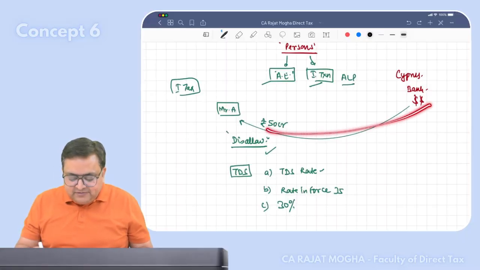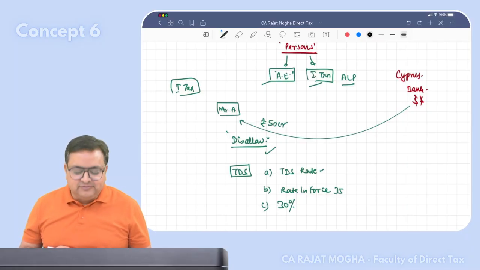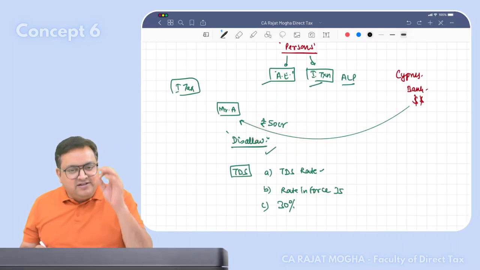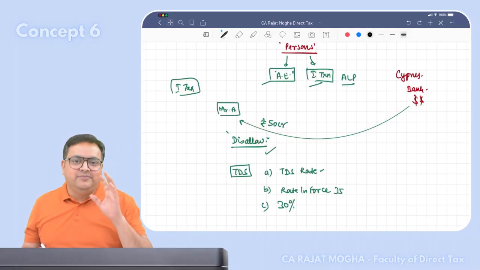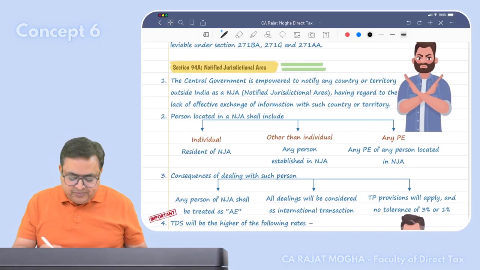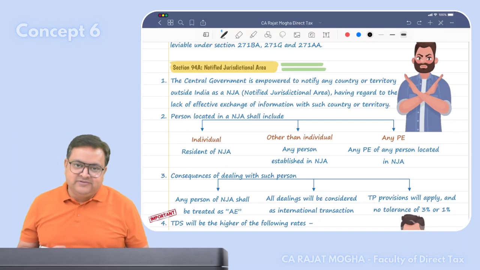If that person is not able to actually give us the source from where he is getting this money, then whatever money you have taken from outside, we will consider as your income. Got it? So this is the concept of NJA in total. Section 94A says, what is a notified jurisdictional area?